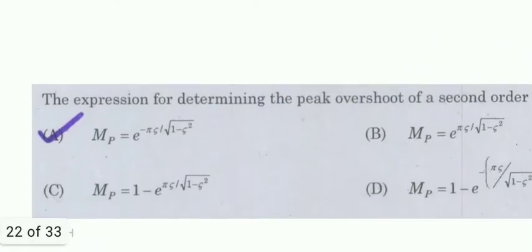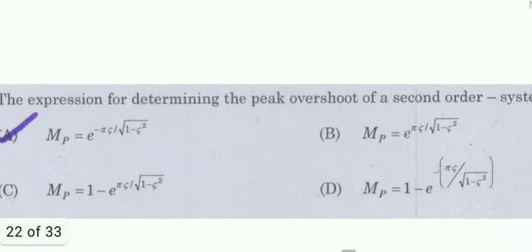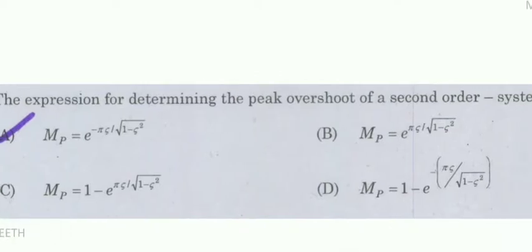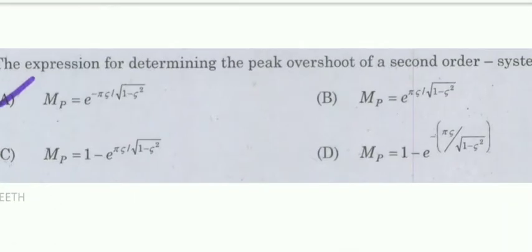Next one, the expression for determining the peak overshoot of a second order system. It is given by Mp equal to e power minus zeta pi divided by root of 1 minus zeta squared. So option A is the right answer. It's a straightforward question.